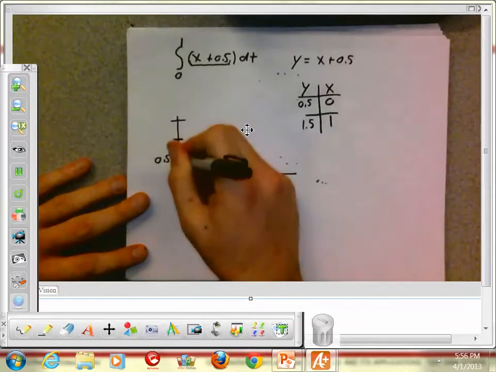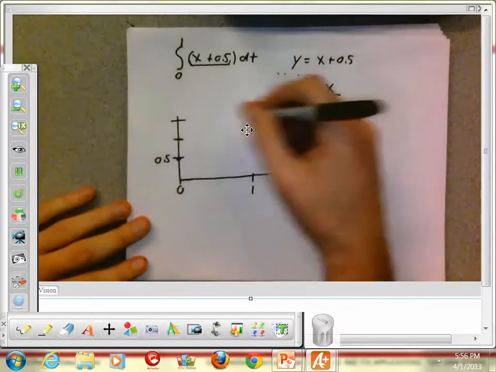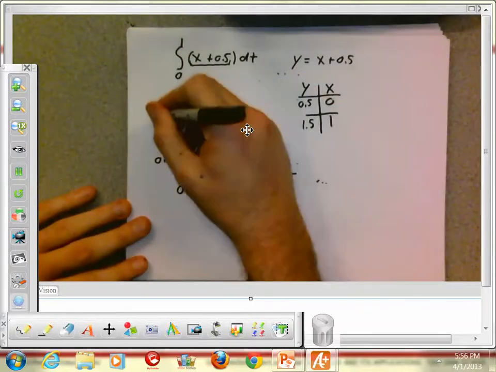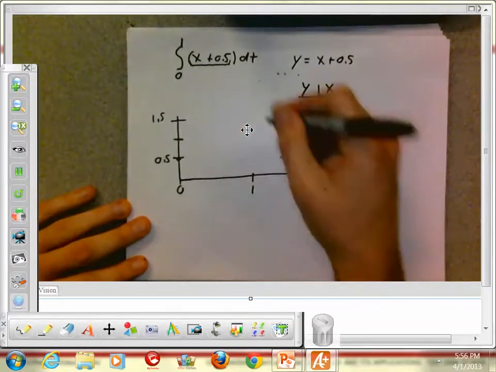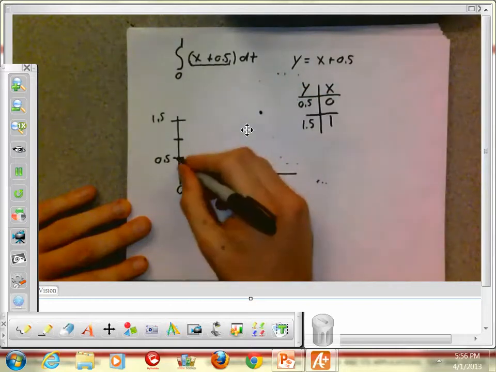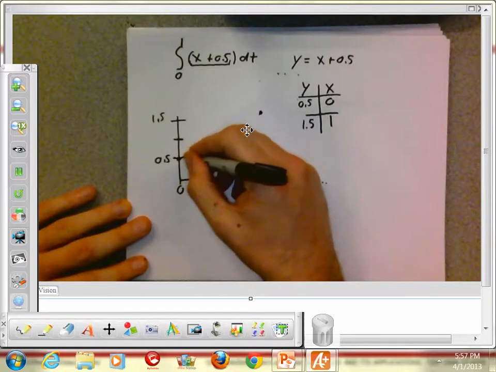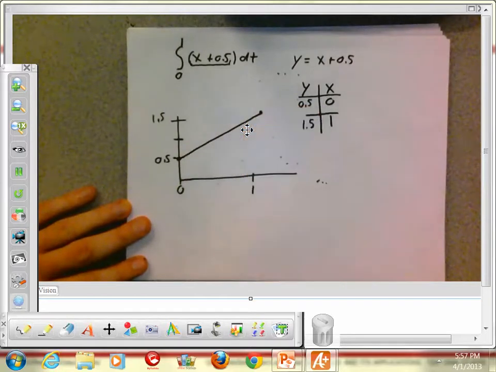And so we have this point over here. And what is the value of my function when x equals 1? 1.5. All right? So that's going to be right here. Now, we have a straight line connecting. So the function is going to look like this.